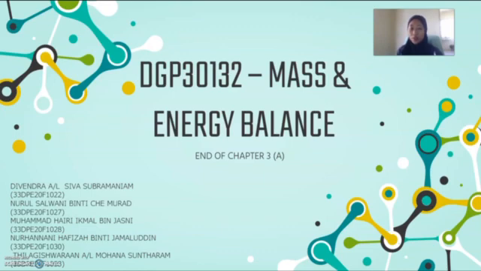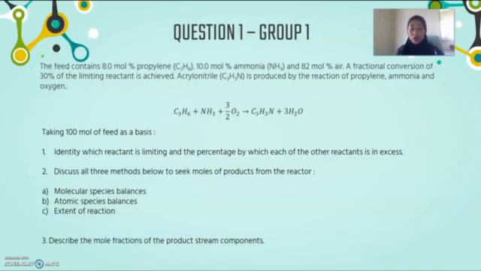33DPE20F1027. For DGP 30132, Mass and Energy Balance, end of Chapter 3. My group members are DIVENDRA, HAIRI, IKMAL, NURHANNANI and THILAGISHWARAAN. So, today I will present question 1 of group 1.